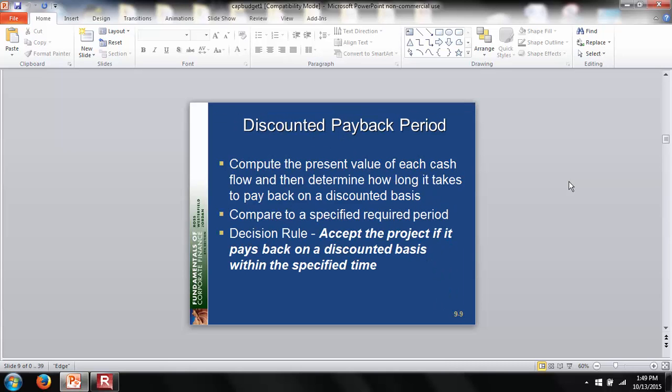Okay. So to overcome that, people talk about the discounted payback period. So what is the discounted payback period? The basic difference between the payback and the discounted payback is that in this case, we are finding out the present value of each cash flow, and then we are trying to see how many years it takes to get back our investment. So what is the decision rule? Accept the project if it pays back on a discounted basis within the specified time. Okay, so that is the decision rule.